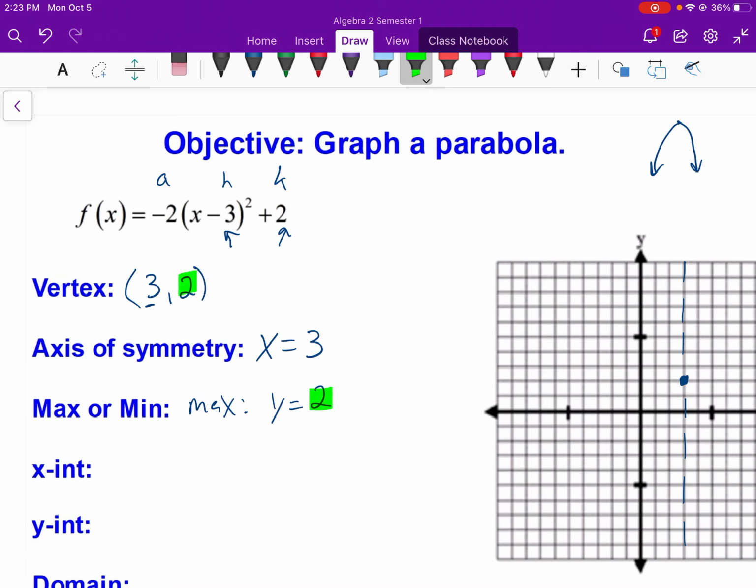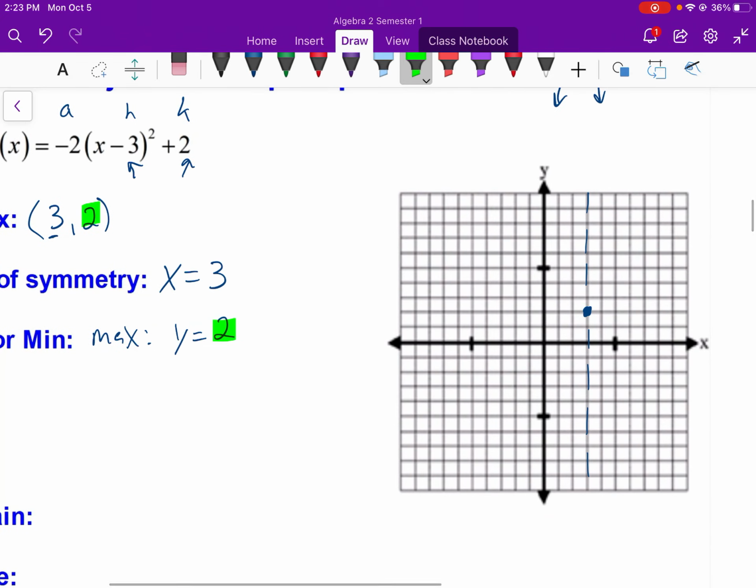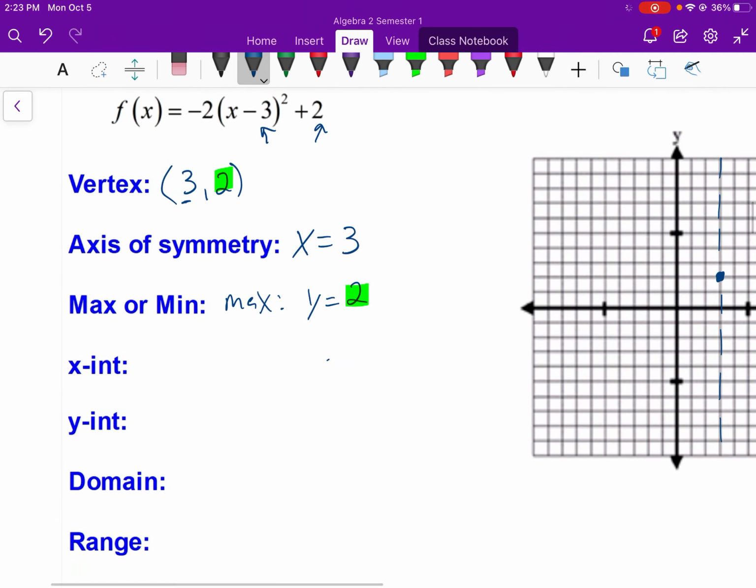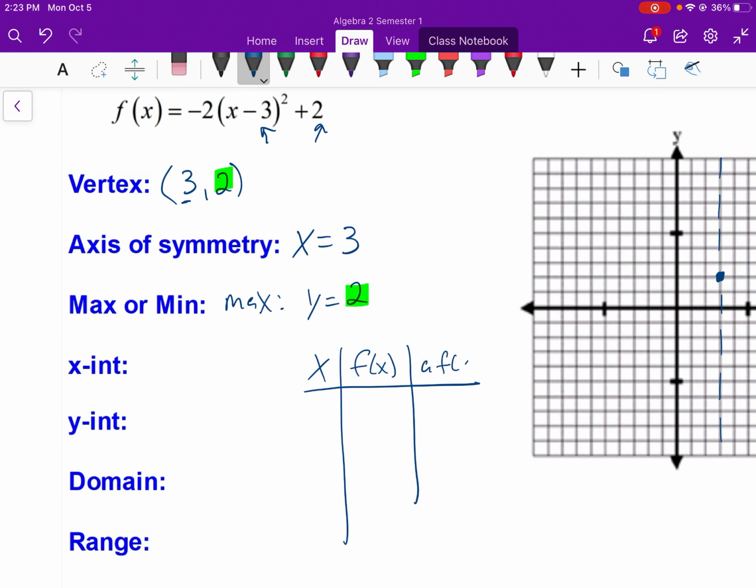Then from there, we're going to get more points for our parabola. This is where that table is going to come in. We've got x, f of x, a times f of x. Now we've done this with the absolute value functions. Now we need to do it with parabolas. So the thing that changes is the type of function. Last time we did the absolute value. This time we are doing x squared.